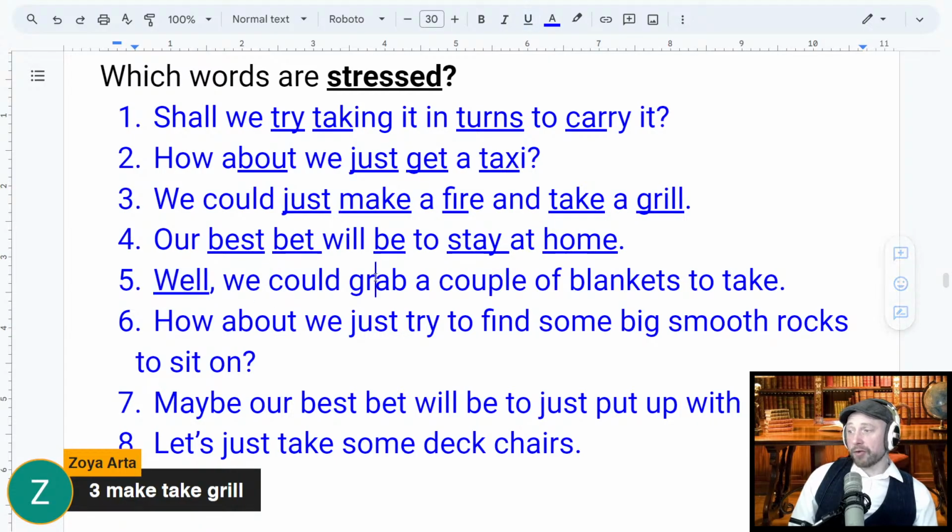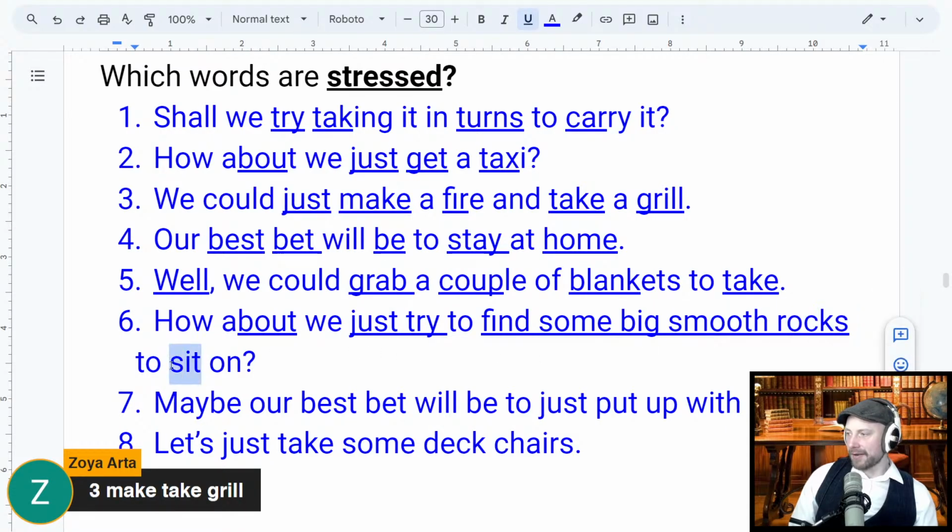Well, we could grab a couple of blankets to take. How about we just try to find some big, smooth rocks to sit on. Sit on. Maybe our best bet will be to just put up. Put up. So it's interesting we put up. Put up with it. With it.